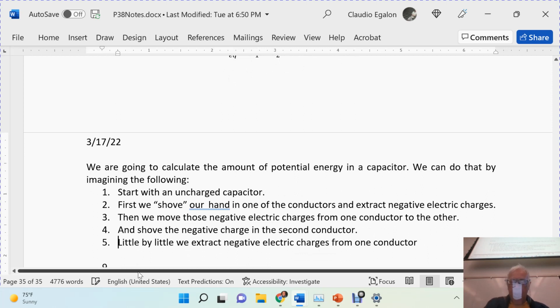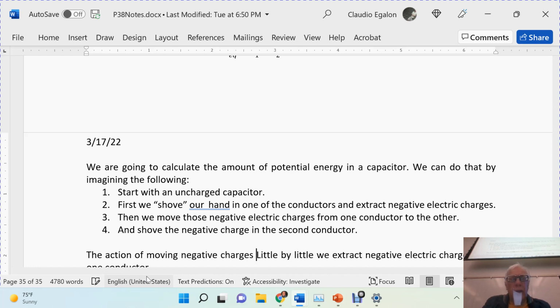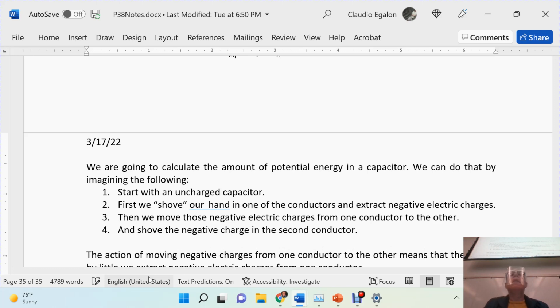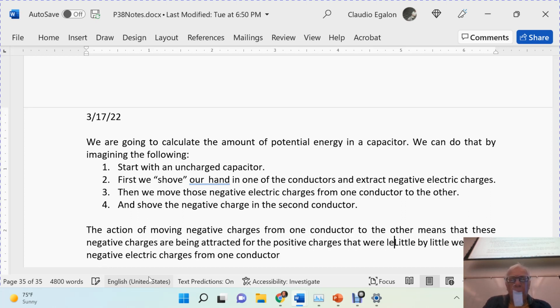The action of moving negative charges from one conductor to the other means that these negative charges are being attracted, not prevented, but attracted, by the positive charges that were left behind in the first conductor.